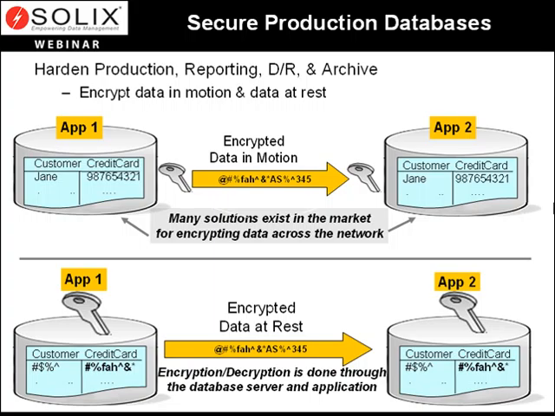A better way to approach encrypting sensitive information in your production environment is to look at encrypting it at rest. This means that instead of putting the keys between the network and at the perimeter, you're really protecting the data when it's sitting in the database itself. In this scenario, the key and the decoding are done between the application and the actual database itself.